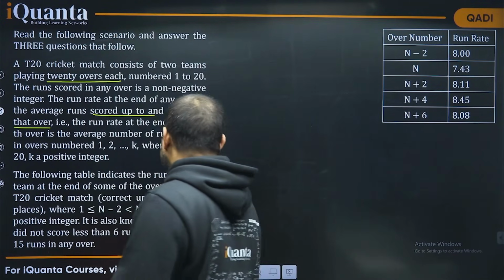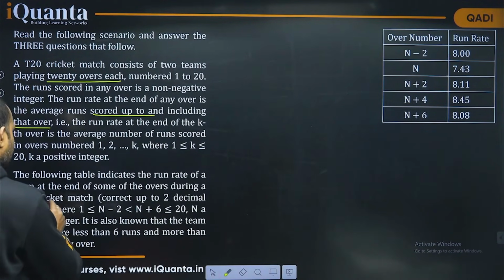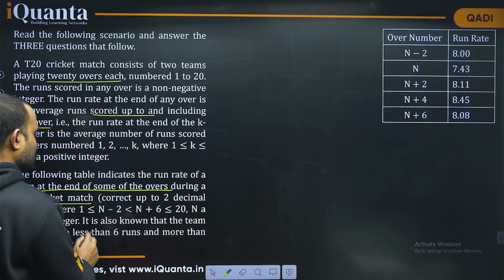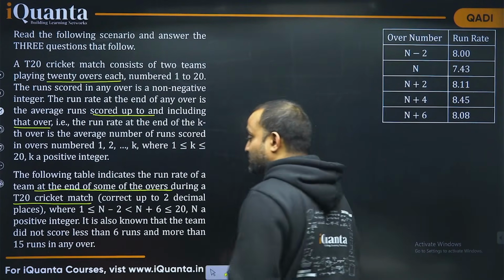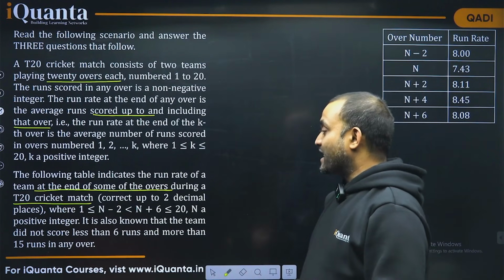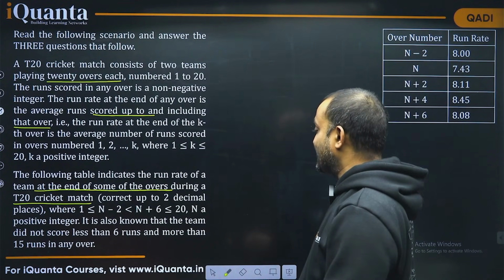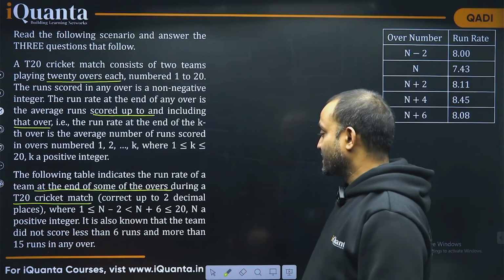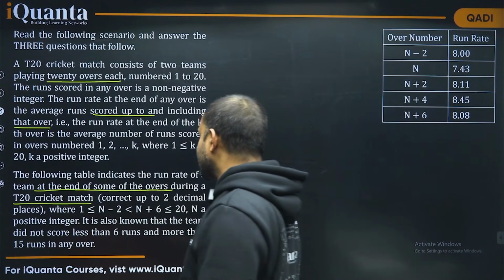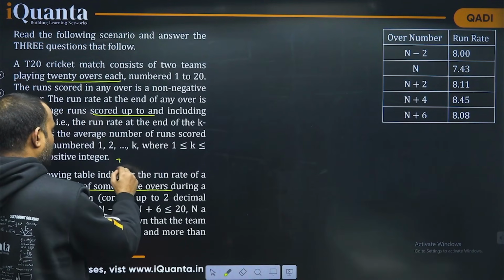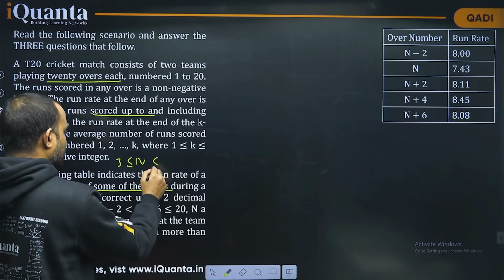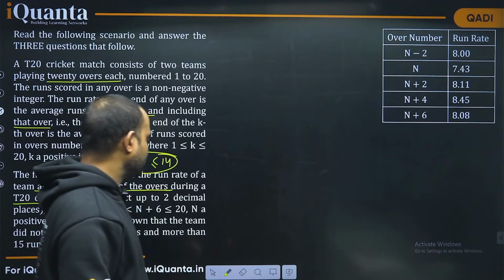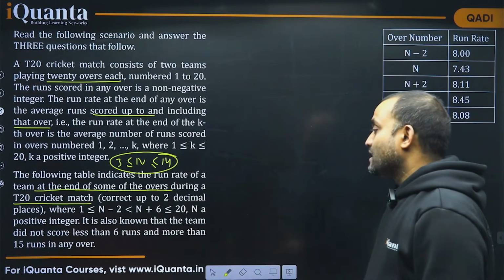The following table indicates the run rate of a team at the end of some of the overs during a T20 cricket match, correct up to 2 decimal places, where n minus 2 is greater than or equal to 1 and n plus 6 is less than or equal to 20. Okay. So what can we say about n? That n will always be greater than or equal to 3 and less than or equal to 14, correct? This is what we can say about n. All right. n is a positive integer.